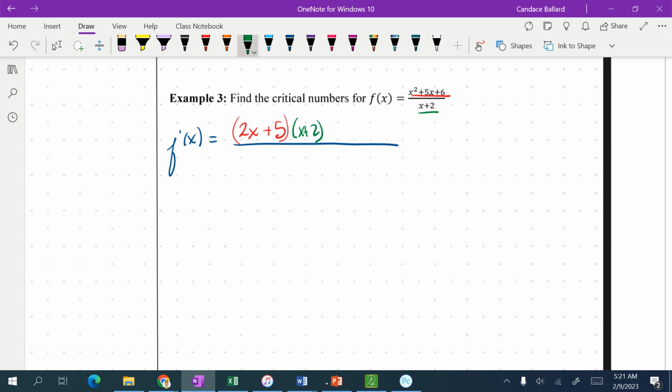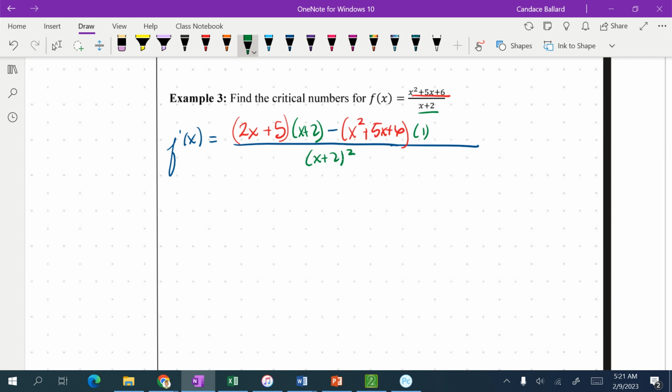So x plus 2. We know our operation in between is a minus. And then we're going to keep the red the way it is. So x squared plus 5x plus 6. And then we're going to take the derivative of the green. The derivative of x plus 2 is just 1. And then remember, we're all over the green squared.